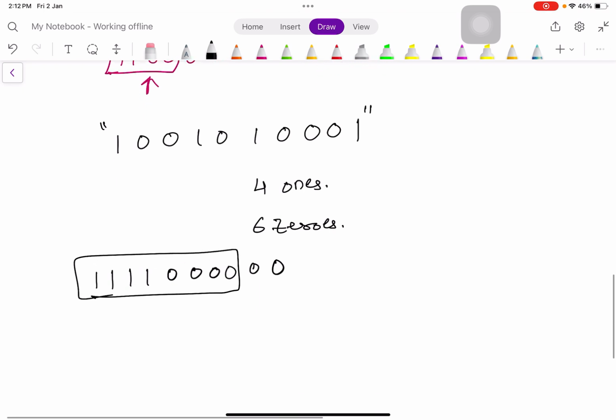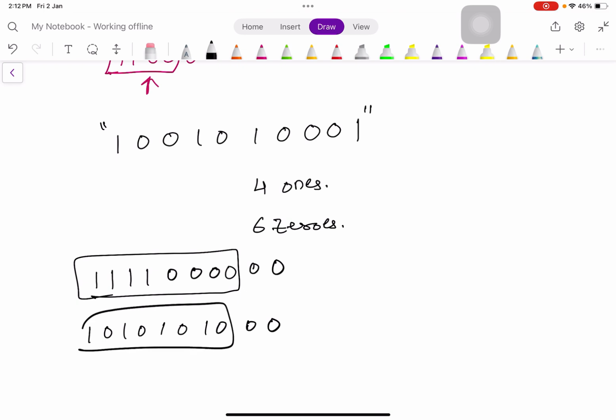It's not mandatory to be this way. We can even have 1 0 1 0 1 0 1 0 and still get a biggest prefix of length 8 followed by 2 extra zeros. Even this is valid. So this gives us a hint that based on the number of ones we can decide the length of my biggest prefix.